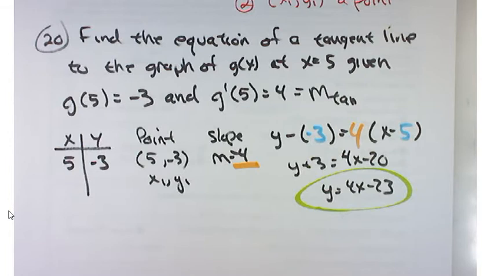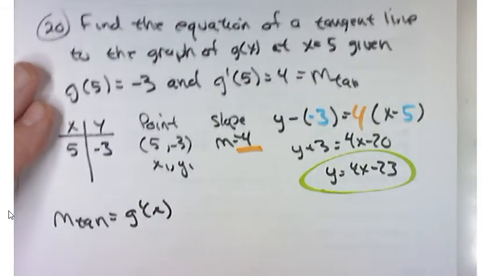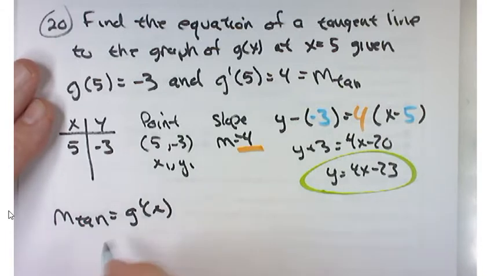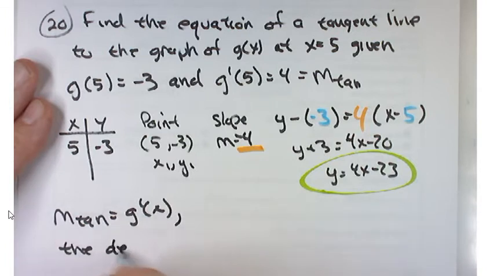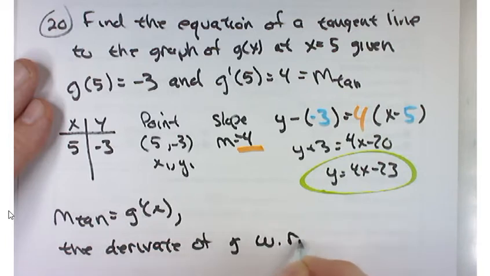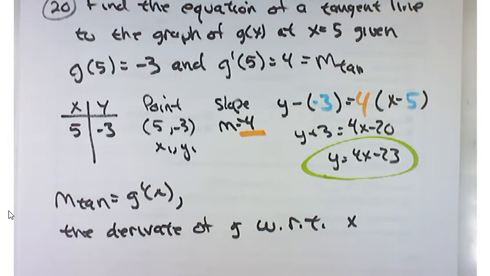How are we looking on problem number 20 there? That one okay? All right. The big thing to keep in mind when you're working with these things is this. The slope of the tangent line is going to equal g prime of x, which is the derivative of g with respect to x. And the derivative function is going to tell you the slope of the tangent line at any point. And that's kind of nice to have around.